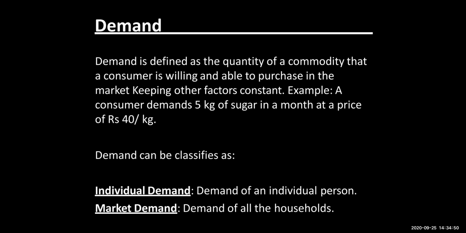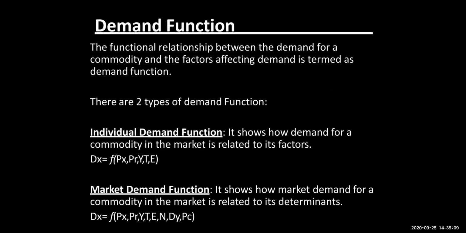So demand can be classified into individual demand and market demand. When we say individual demand, it means the demand of an individual person, and market demand means the demand of all the households in the market. Let's understand what is demand function. The functional relationship between the demand for a commodity and the factors affecting demand is termed as demand function.